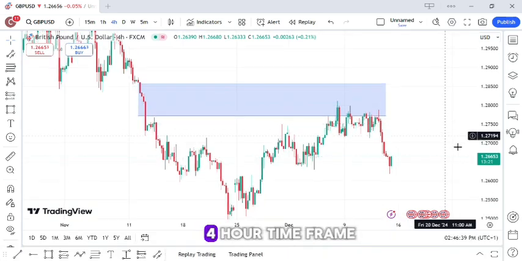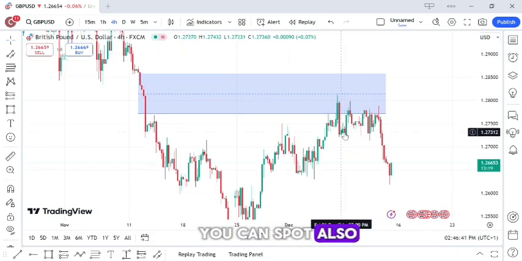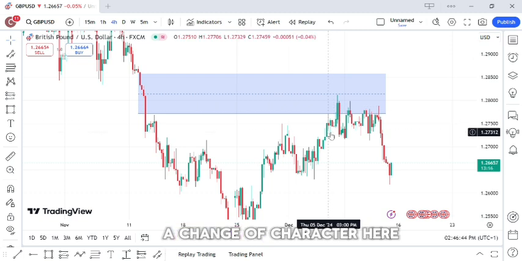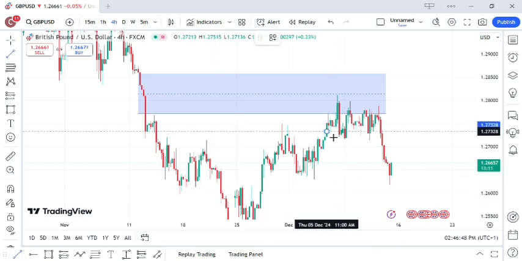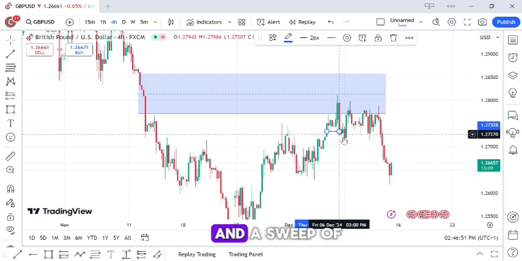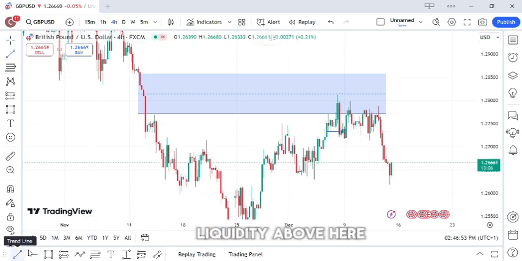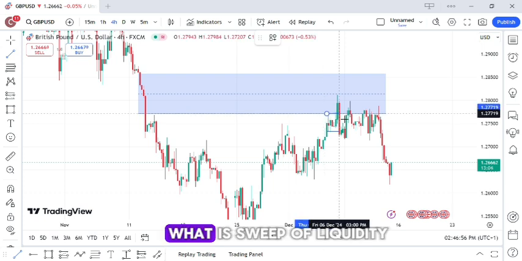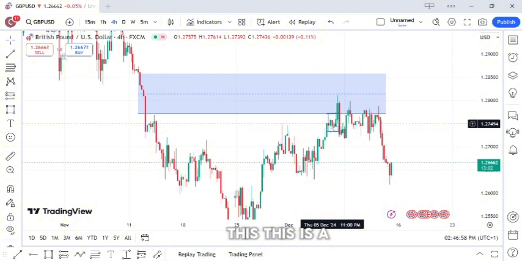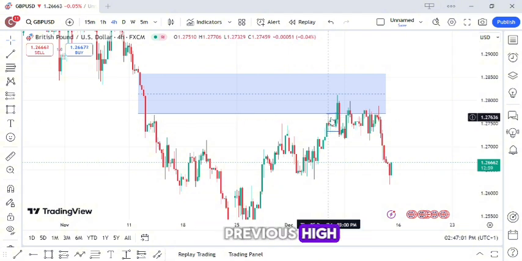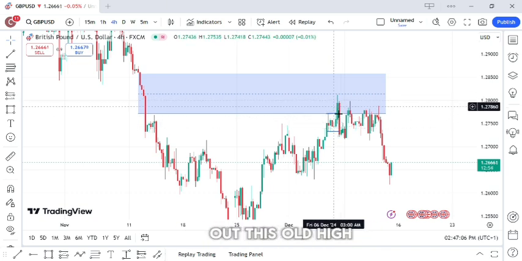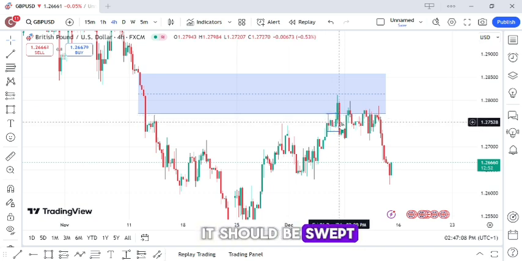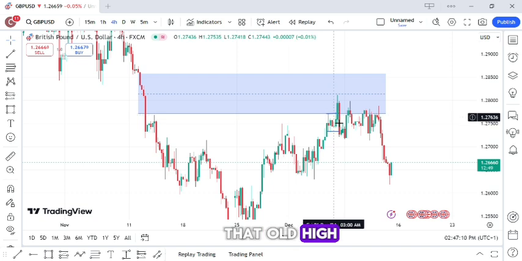Now on the 4-hour time frame, you can also spot a change of character here. The market created a change of character here and a sweep of liquidity above here. What is a sweep of liquidity? This is the previous high, and another high came to take it out. So this high took out this old high. That is a sweep. That's a sweep of liquidity, and it created a change of character.